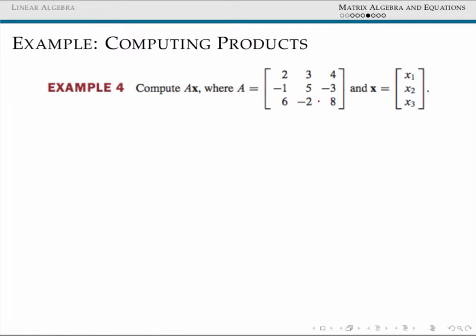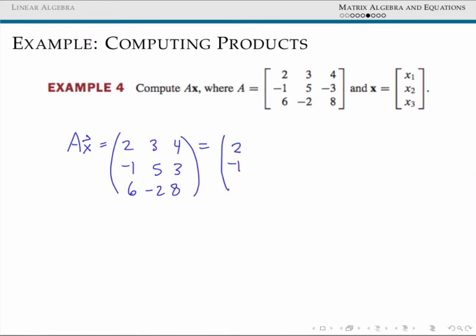So just as an example, to run through some final computations to make sure you guys are comfortable with this idea of matrix multiplication, for this system A and x up here, let's look at how we can go about computing this product of a matrix and a given vector. So this is 2, 3, 4, negative 1, 5, 3, 6, negative 2, 8. Remember that we can write this by breaking our matrix into column vectors times the constants x1, x2, and x3.